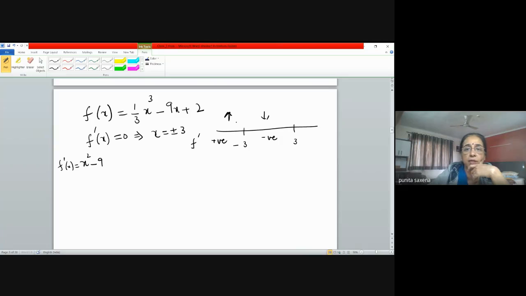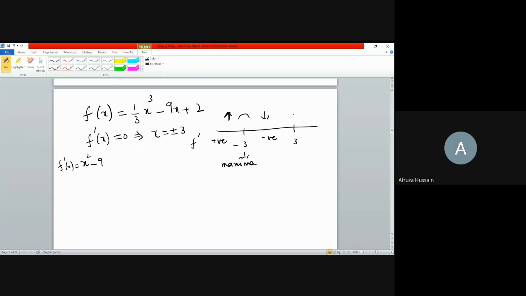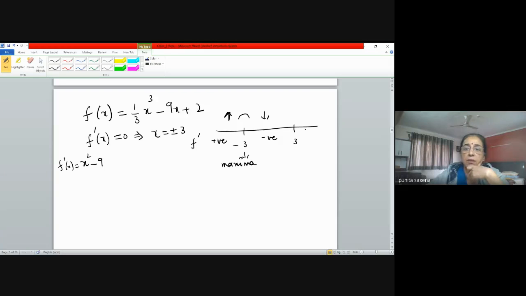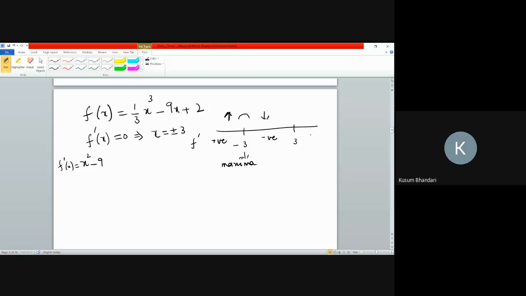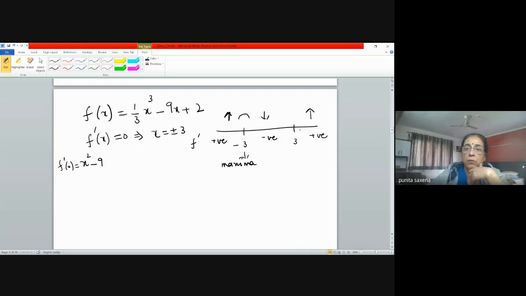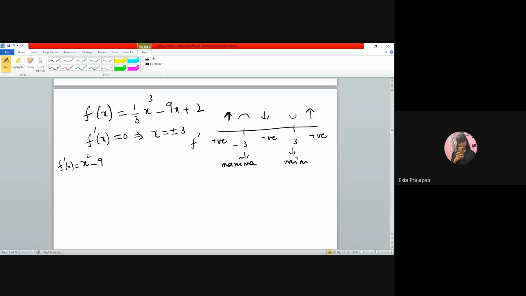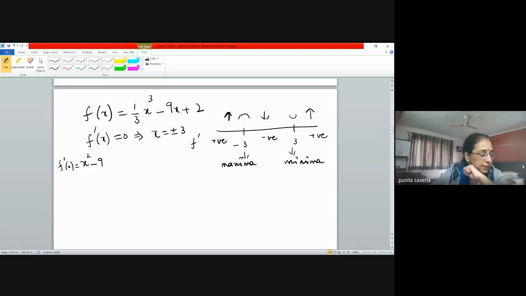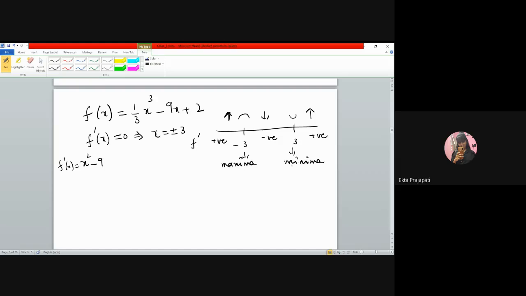Increasing to decreasing, right? So that means -3 is a point of maximum. What about x more than 3? Positive, so increasing. From decreasing to increasing, that means 3 is a point of minima. ठीक है? ये तो हमारे निकल आए थे.